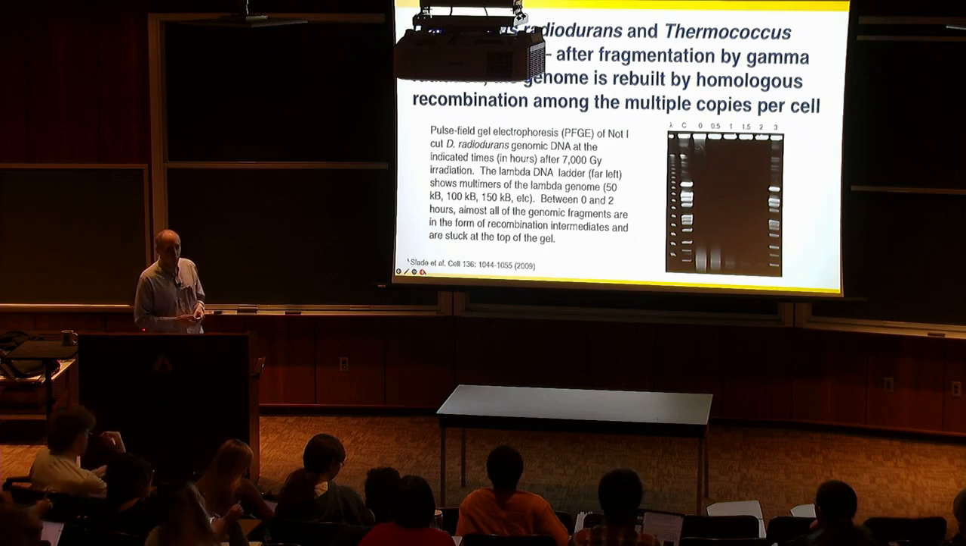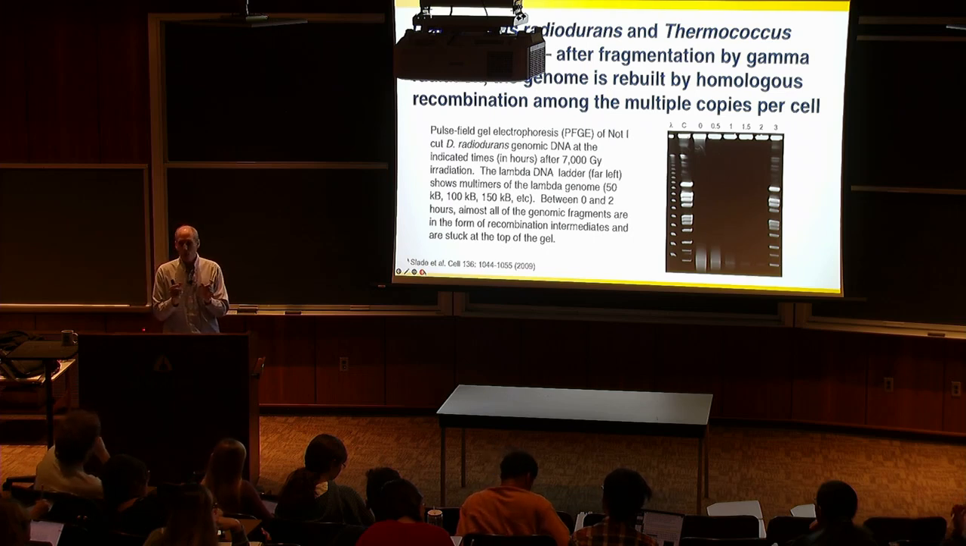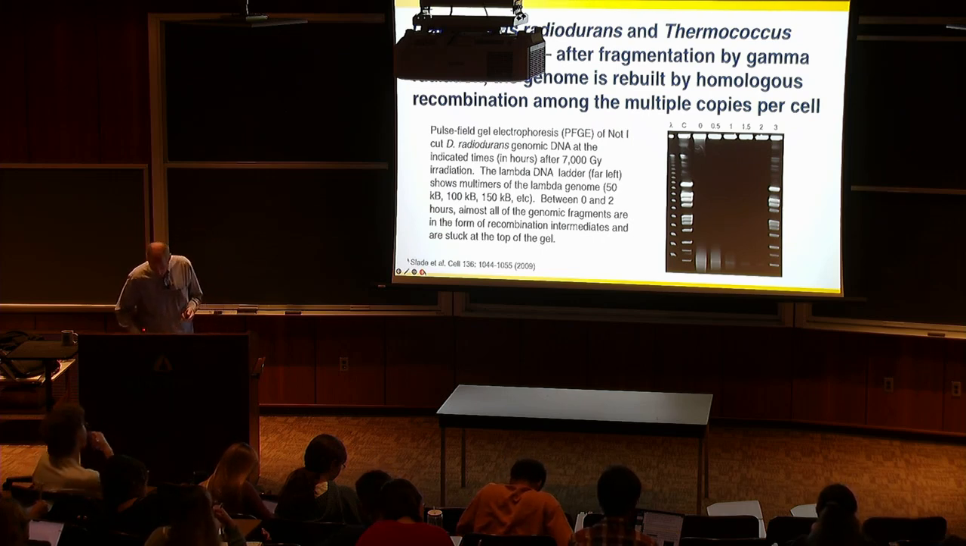What's happened? The genome has been smashed to smithereens by the gamma radiation. There's no way any bacterium or any organism can avoid that, because the radiation just does what it'll do. But then all the pieces are put back together by homologous recombination. And so this is a very potent homologous recombination system that can reassemble genomes.